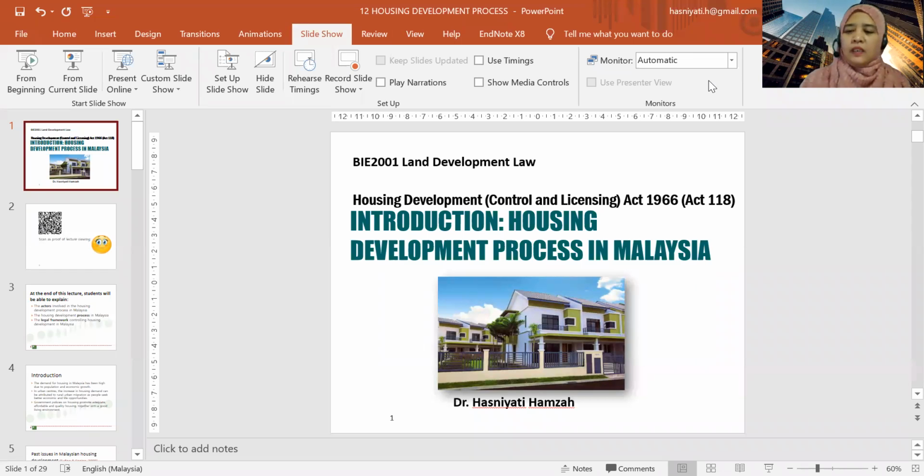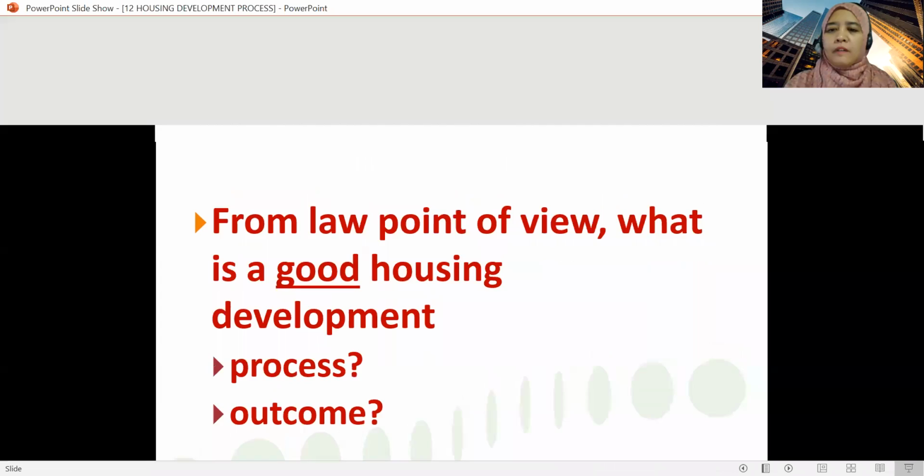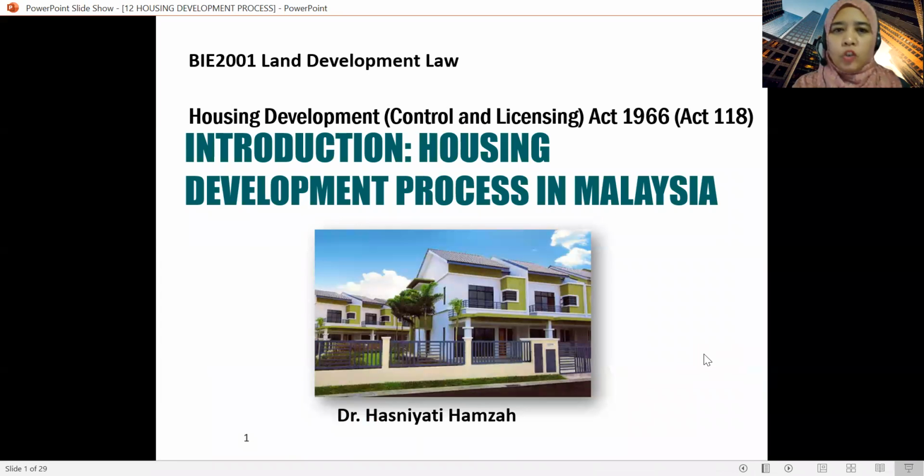Hi everyone. So this is the first part of a two-part lecture on Housing Development Control and Licensing Act 1966. HDA, which is Housing Development Act 1966, is also known as Act 118. Yeah, 118. You can see there the full name is in the bracket, control and licensing. So controlling who, licensing who. These are all questions that we are going to answer in this particular lecture.